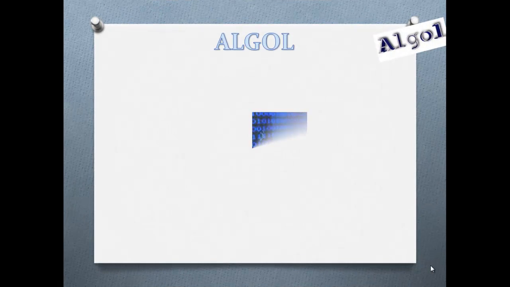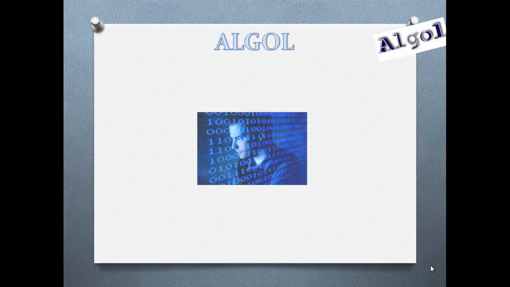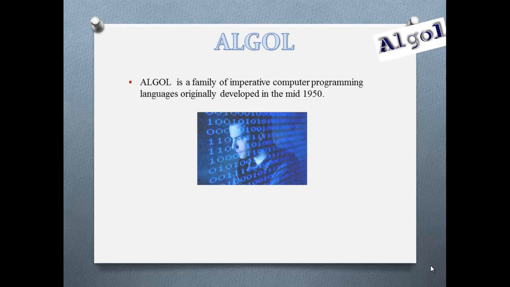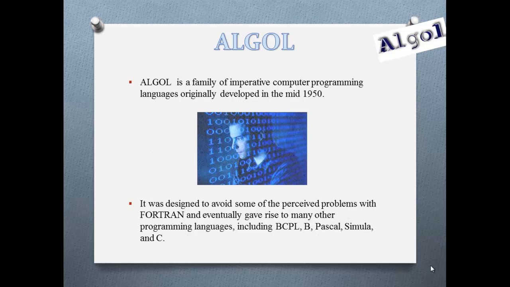Algol. Algol is a family of imperative computer programming languages originally developed in the mid-1950s. It was designed to avoid some of the perceived problems with Fortran and eventually gave rise to many other programming languages including BCPL, B, Pascal, Simula and C.